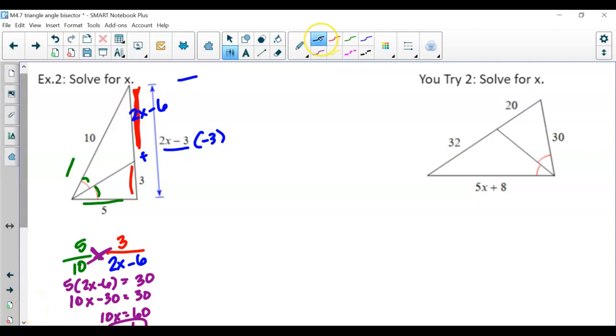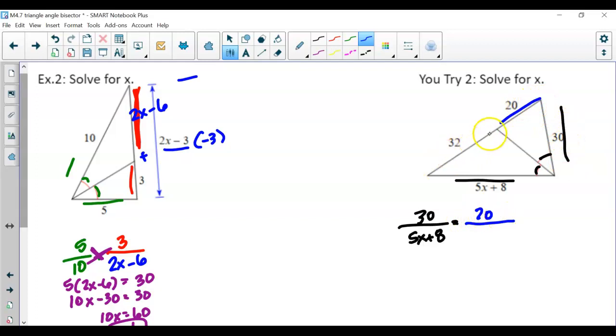And here we go. Now notice we do have an angle bisector, so we can set up these sides as a ratio. So 30 to 5x plus 8 is equal to the other ratio. So if we have 30, then you should have 20. So 20 to 32 here.